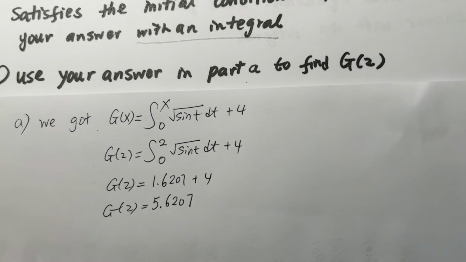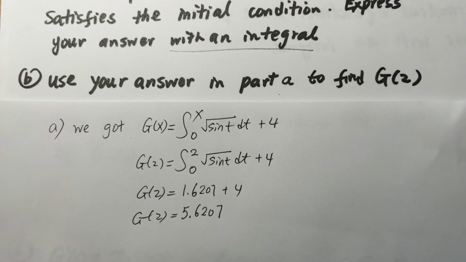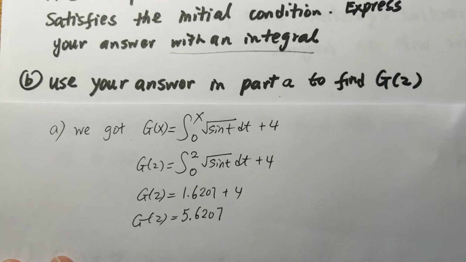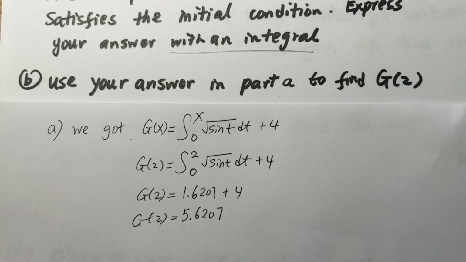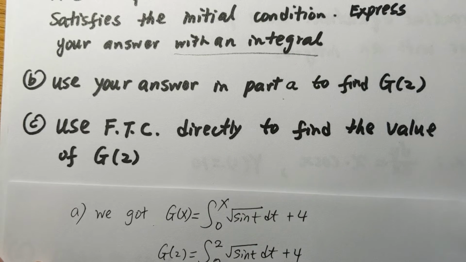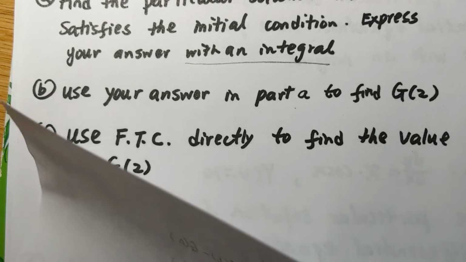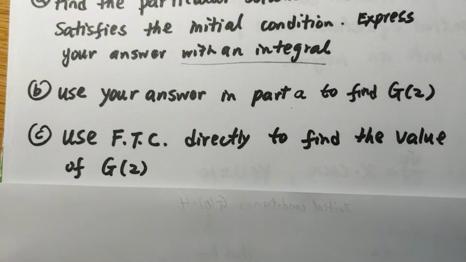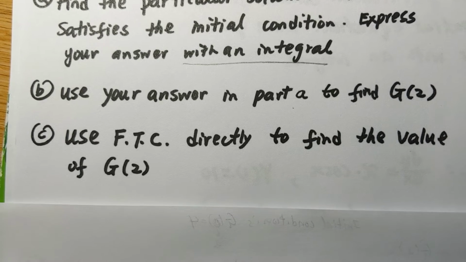So we finished the answer for part B. That's how we use our integral from part A to find the answer. Some people said, can we use what we learned yesterday to find the answer, g of 2? Definitely. You can be flexible, depending on the question that you have. If they never ask you to express g of x in an integral first, you can directly solve g of 2 by using the method we learned yesterday. So now part C, I'm going to ask you to use FTC directly to find the value of g of 2.